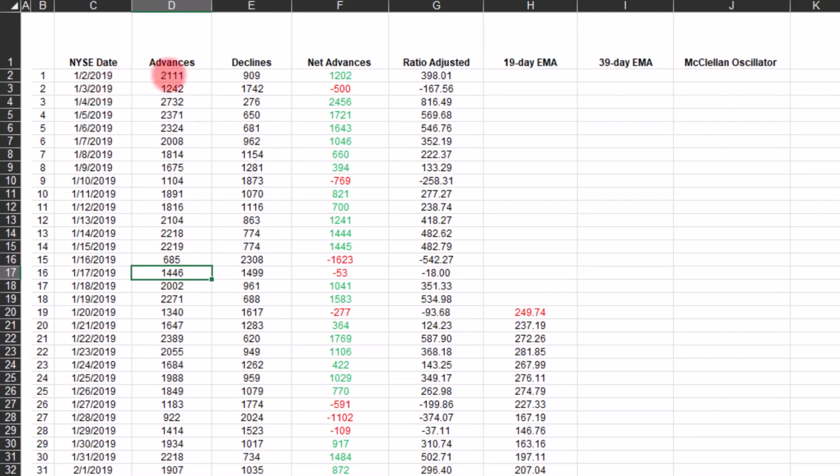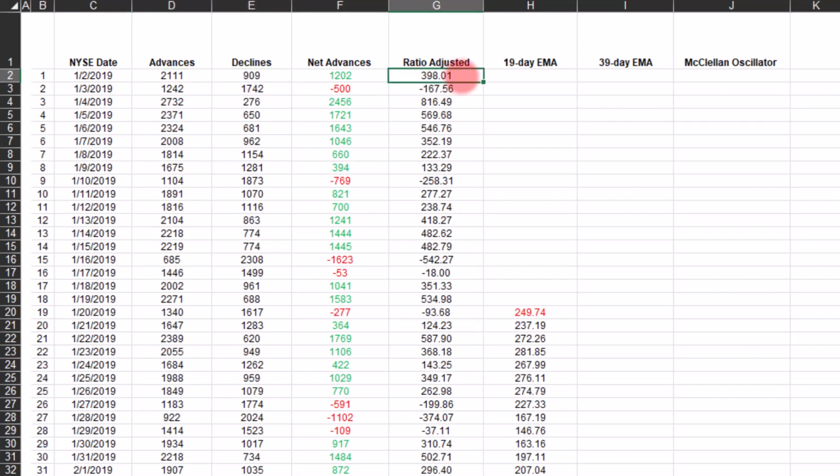So let's say on this first date we had 2,111 advancers and 909 decliners. Well, the net advancers, just 2111 minus 909, is 1202. So once again, the original oscillator would have just reported this column of numbers. But if the number of stocks was changing, then it's not really making fair comparisons if you want to go back in time. So the ratio adjusted right here is taking this number, the net advancers, divided by the sum of these two. So it's putting it in a proportion or a ratio.